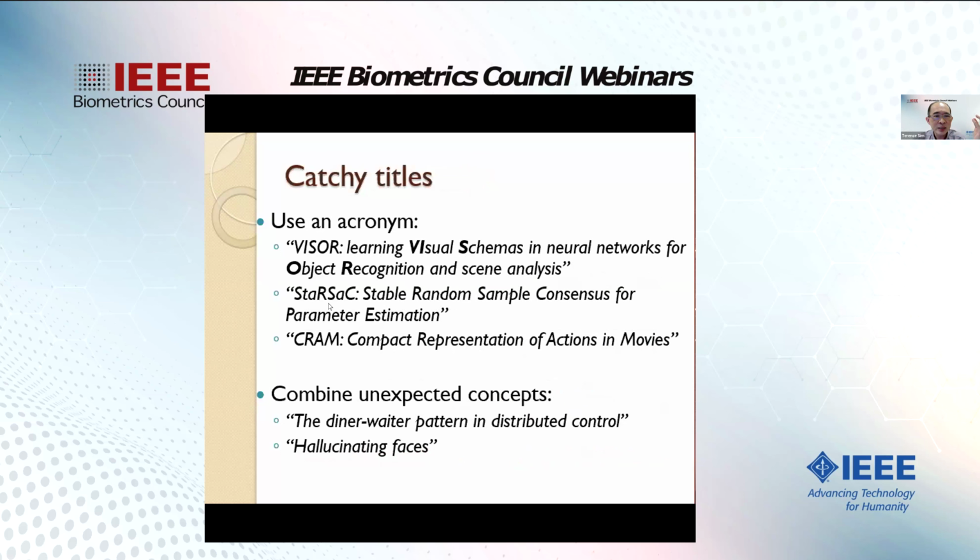Here's another one, StarSec. Stable random sample consensus for parameter estimation. StarSec, acronym. Very nice. I like this one. CRAM, compact representation of actions in movies. The word cram already suggests this compactness. You're trying to squeeze things into a limited space, right? You're cramming. That's an excellent title, very catchy. Fantastic. I love this. So use an acronym if you can.